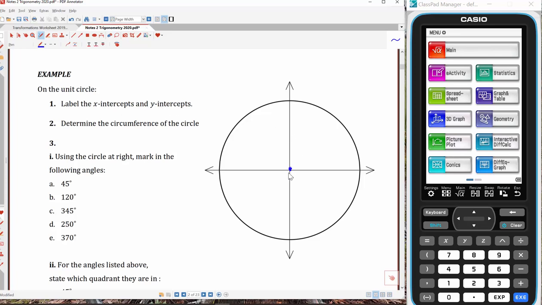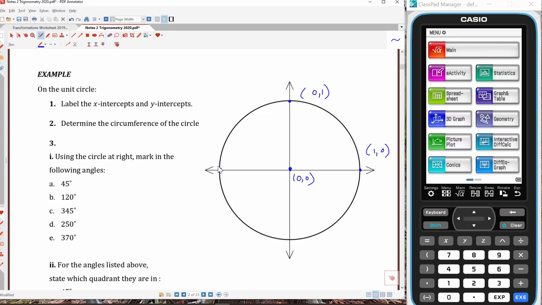First of all, let's note that this is the origin. Here's one of the x-intercepts right here. Because this is the unit circle, the x value there is going to be 1, and the y value there is going to be 0. So y is 0, x is 1. Over to this y-intercept here, we've got a y value of 1 when x is 0.